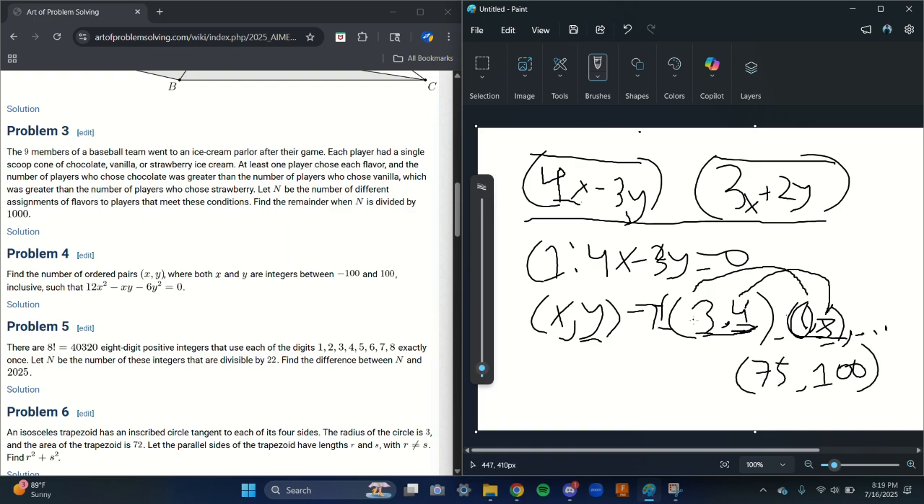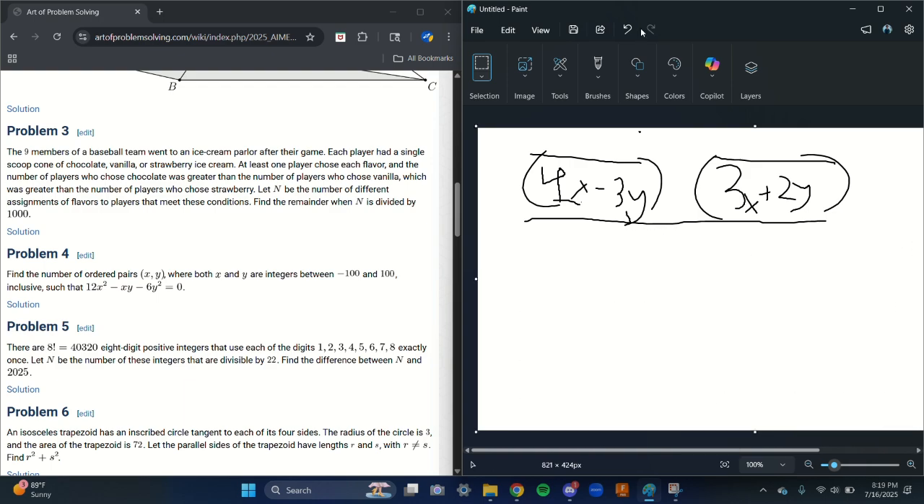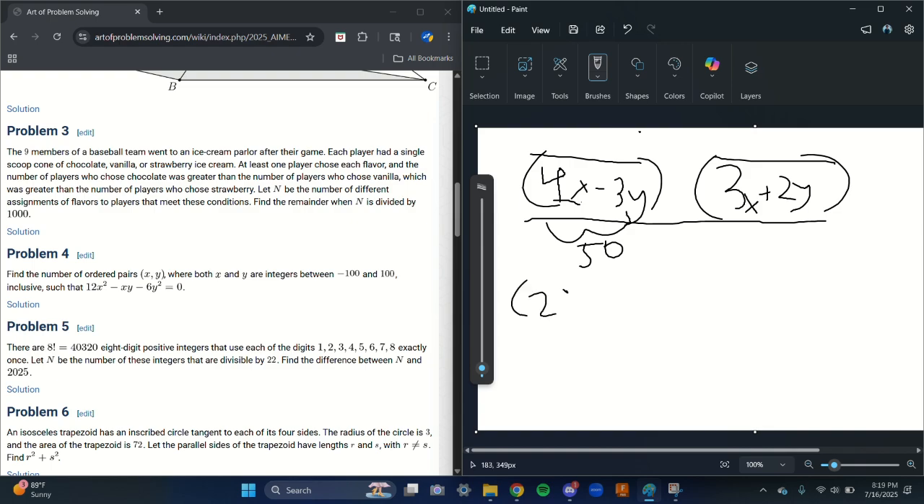And so now the problem becomes number of multiples of 3 from 3 to 75, and that's just going to be 25. And to account for the negative case, we multiply by 2 to get 50. So 50 for case 1. Okay, and so now let's do case 2. Let me just remove this. And so 50 here. And so for case 2, 3x plus 2y equals 0.